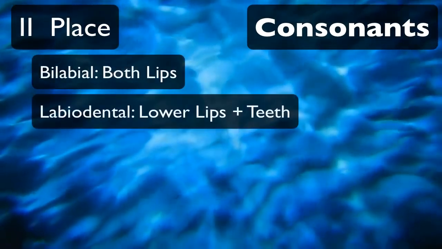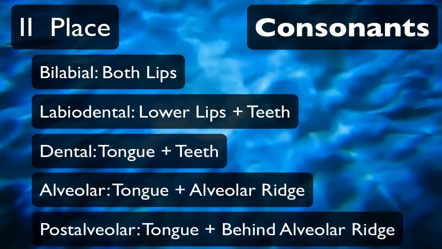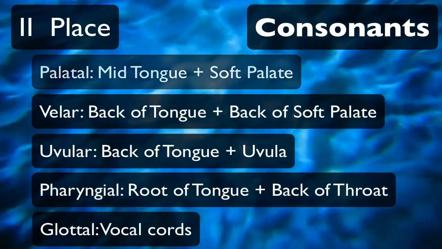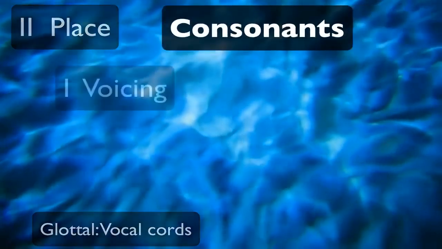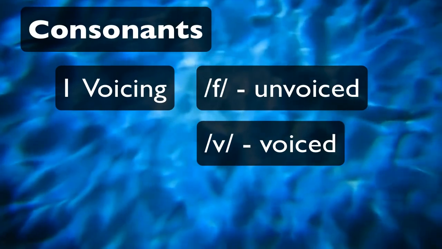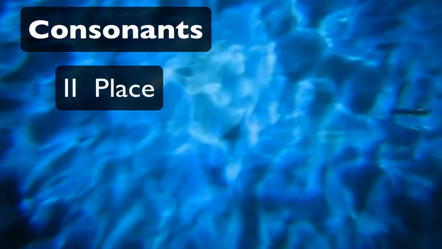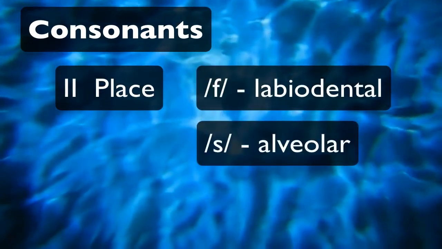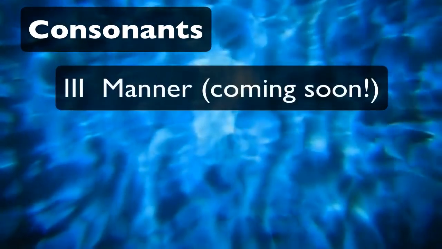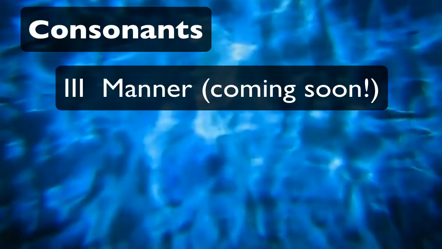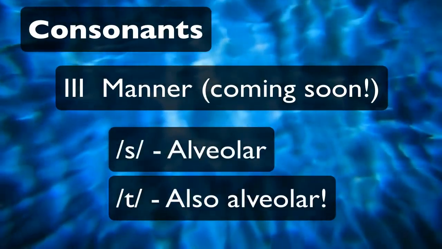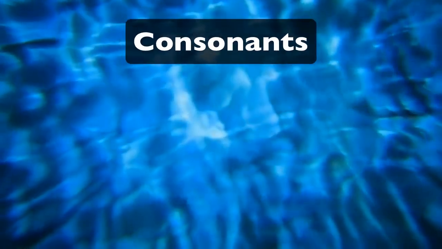These are all the places that you have to worry about. We'll cover them again when we discuss each consonant individually, and I'll be making an Anki deck to help you remember them as well. To recap, we've discussed voicing. This is fan and van, for example, the difference between those, and place, the difference between, say, fun, sun, and shun. In the next video, we'll discuss manner. This is how you make different sounds in one place, the difference between, say, sun and tun, which are both alveolar consonants.